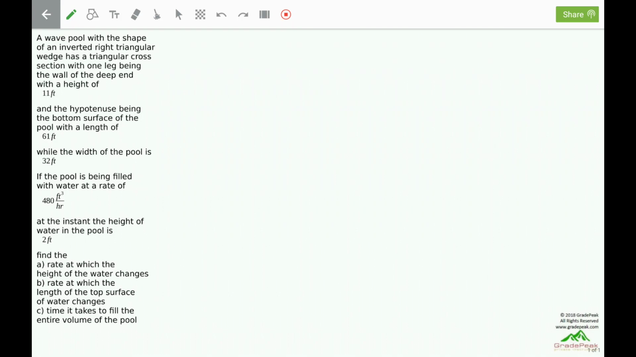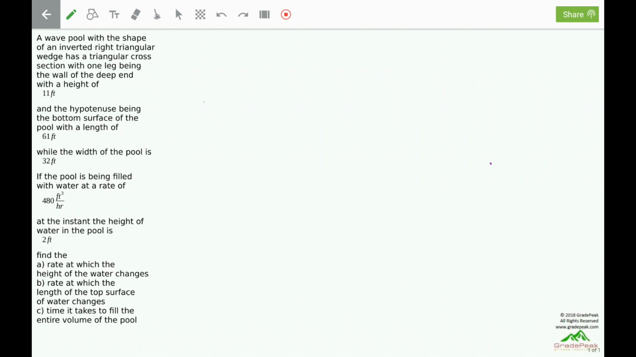If the pool is being filled with water at a rate of 480 feet cubed per hour, at the instant the height of water in the pool is 2 feet, find A, the rate at which the height of the water changes, B, the rate at which the length of the top surface of water changes, and C, the time it takes to fill the entire volume of the pool.